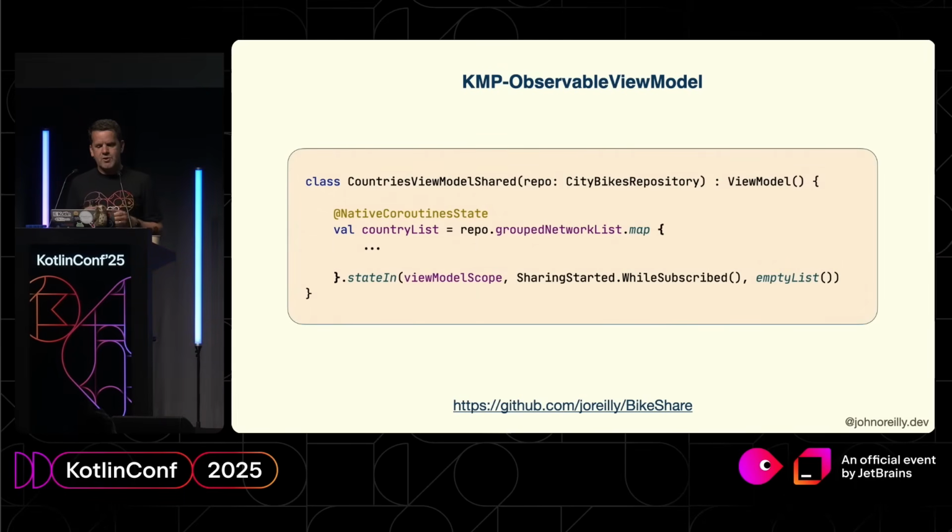So this is an example of one of the shared Jetpack view models in the bike share KMP sample. In this case, exposing the list of countries we're displaying. We're using our repository class to get the list of countries, doing some transformation of that information, and exposing then as a state flow.